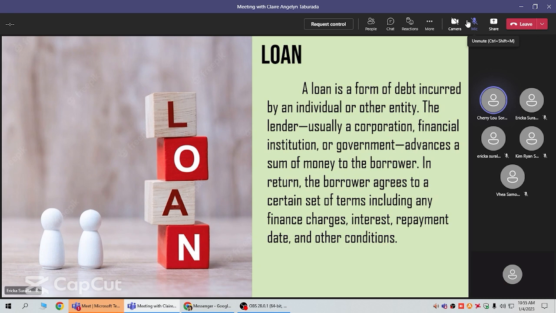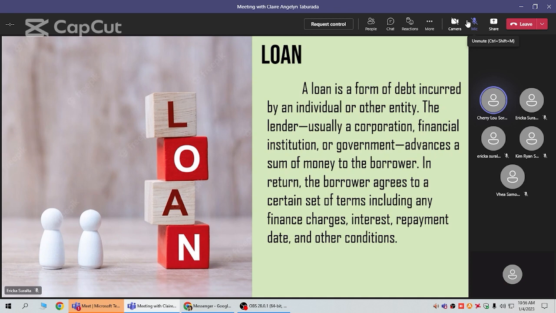So, loan. What is loan? A loan is a form of debt. That is a sum of money that you owe to somebody or that somebody owes to someone. It is incurred by an individual or other entity. So the loan is the act of giving money to another party in exchange for repayment of the loan principal plus interest. The lender, usually a corporation, a financial institution or government, advances a sum of money to the borrower. In return, the borrower agrees to a certain set of terms including any finance charges, interest, repayment date, and other conditions.